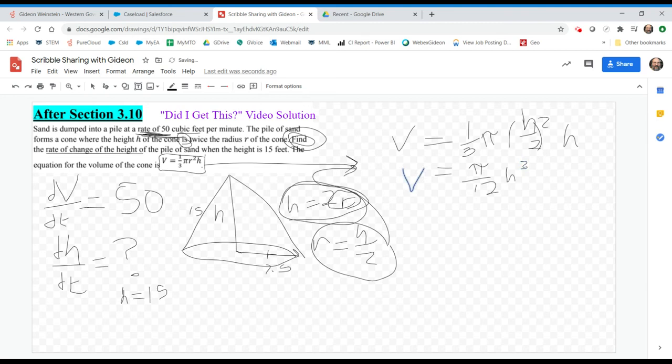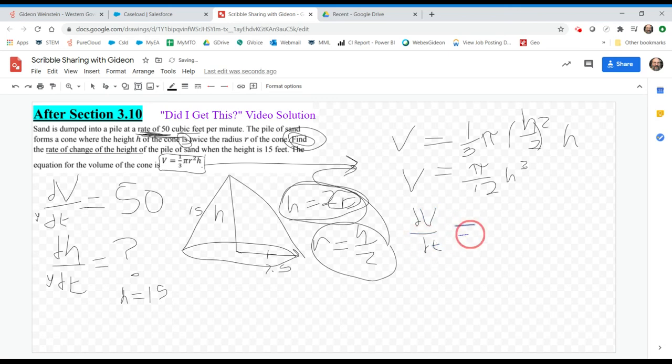Volume is now in terms of height. We want related rates. We want the time derivatives to relate to each other. So we're going to take the time derivative of both sides. The time derivative of V is, of course, dV/dt, right? Pretty easy to take the derivative of a single variable with respect to another.